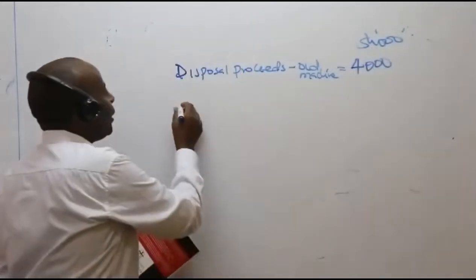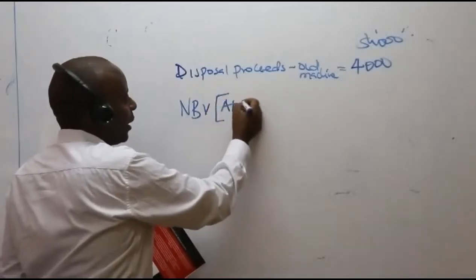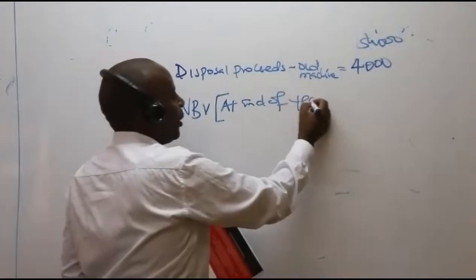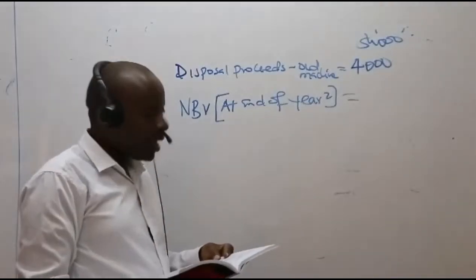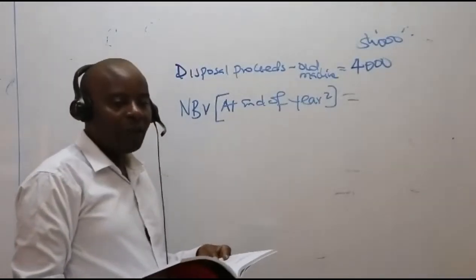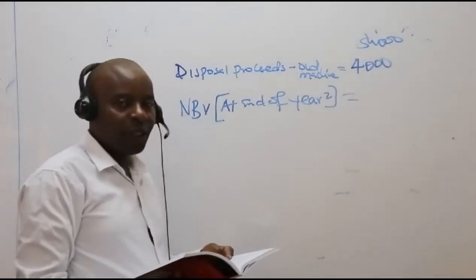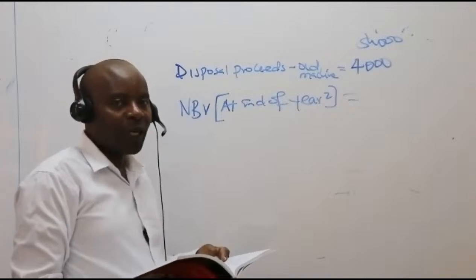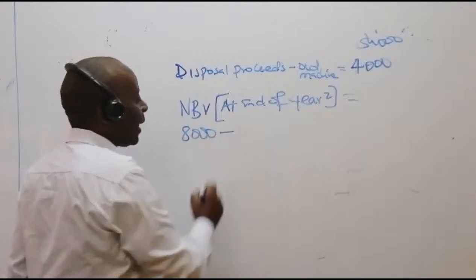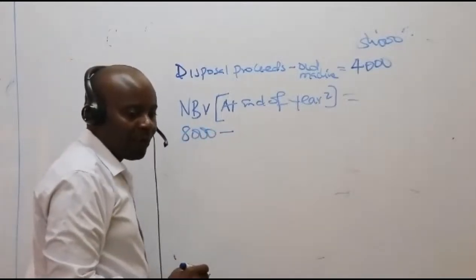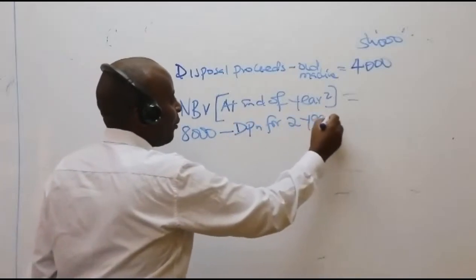Now I'll compare this with the net book value of this machine. Remember, this is at the end of year 2. So at the end of year 2, what do we have? Have they given us this net book value? No. They have given us the purchase cost, which is 8,000 of this old machine. So to get net book value, I'll take 8,000 minus depreciation for 2 years.